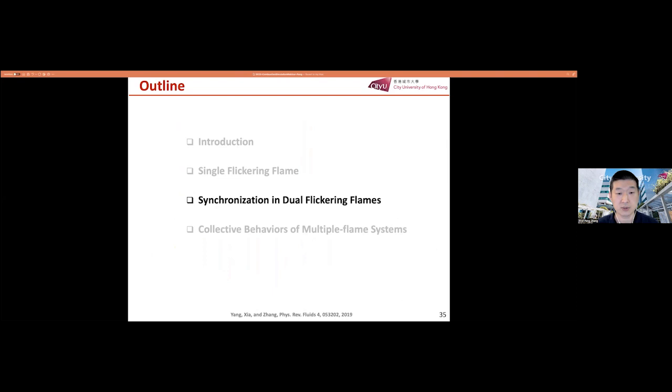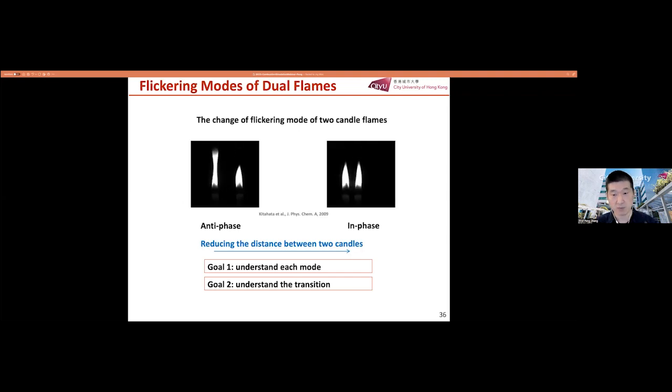Okay, so now we move on to two flickering flames. So it's just like we have a two flame oscillator, okay? And if they are far away from each other, you can see they will flicker independently in a phase difference of pi. If they're close enough, they will flicker in the same phase, okay? The phase difference is 0. If you further increase it, they will merge. Of course, that's not interesting.